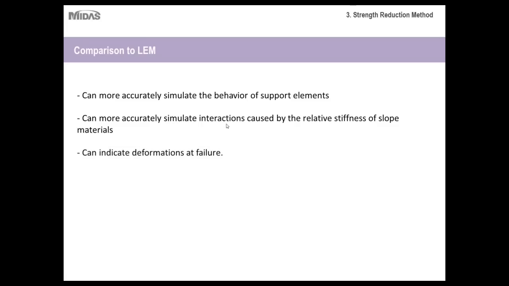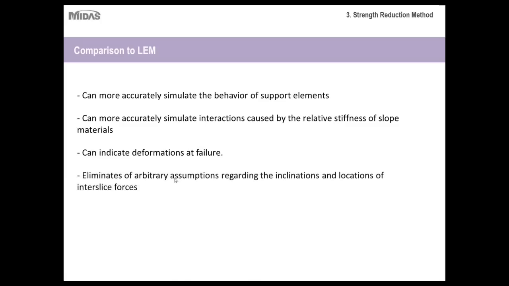It can indicate deformations at failure. So if deformation is something that you really need to know for your project, then the strength reduction method is something you would need to use, because a limit equilibrium method can only calculate your factor of safety. It can't calculate deformations.